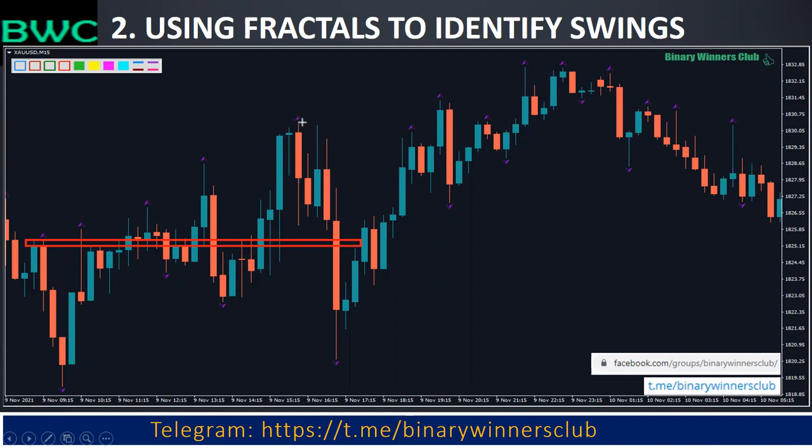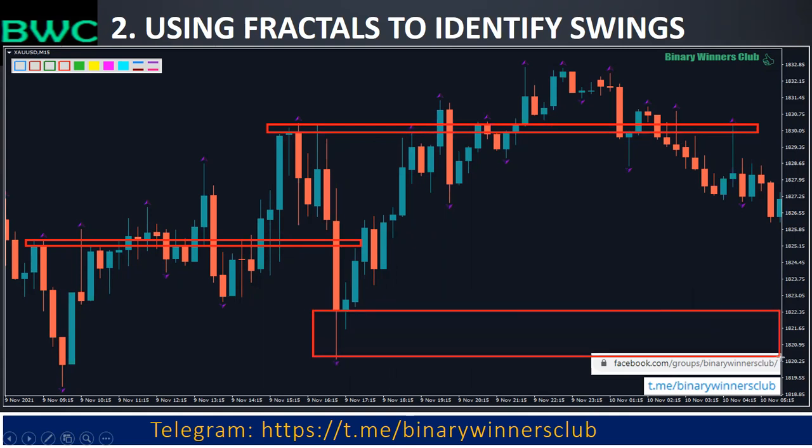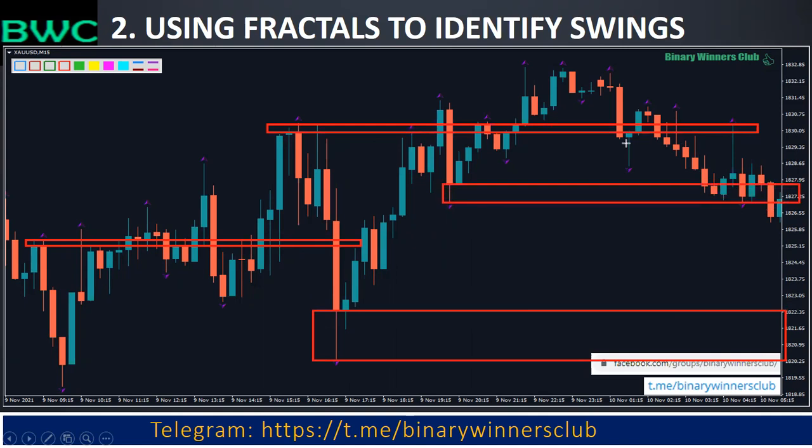Same thing here. The highest wick is here and the body. So I'll draw it from the wick to the body and extend my line like that. That becomes a swing high zone. There's a swing low zone here, body to wick. I will do it like this. Okay. Same thing here, body to wick. I will do it like this. Same thing here, body to wick. I'll do it like this.